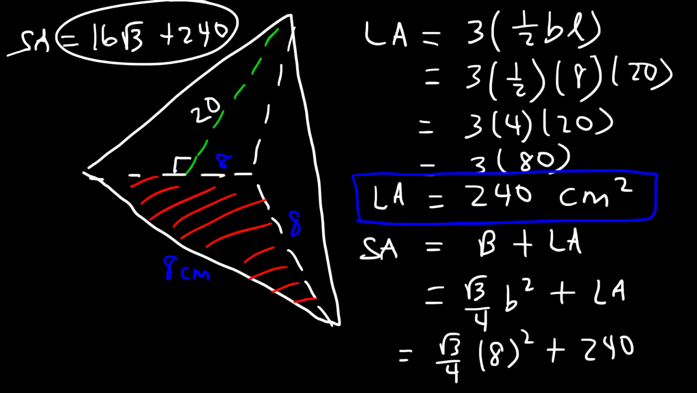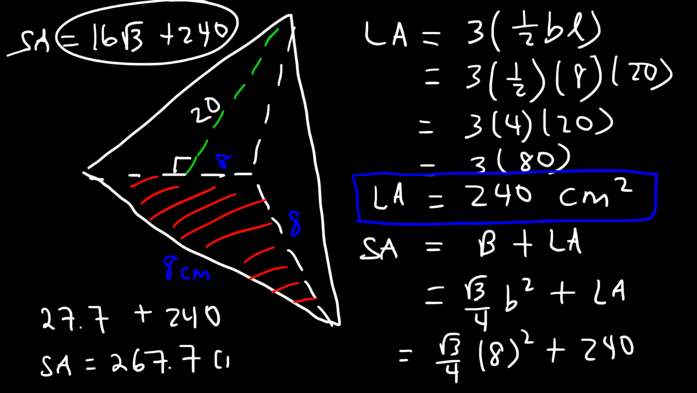But if you want to get a decimal value, multiply 16 by the square root of 3. And that should give you 27.7 if you round it to the nearest tenth. And then let's add 240 to it. So the surface area is 267.7 square centimeters. So that's the answer.